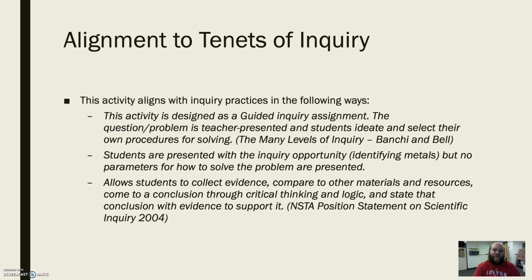How they align with tenets of inquiry. This was designed as a guided inquiry assignment. So I give them the question or the problem, and then they figure out how they want to solve the problem, or the procedures for going through the inquiry process. So that's a guided inquiry.